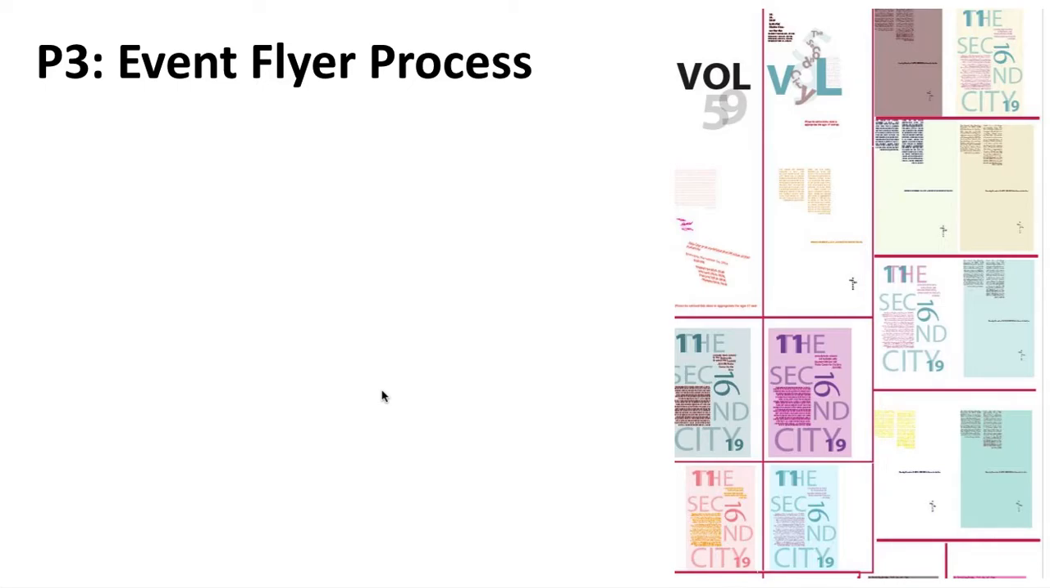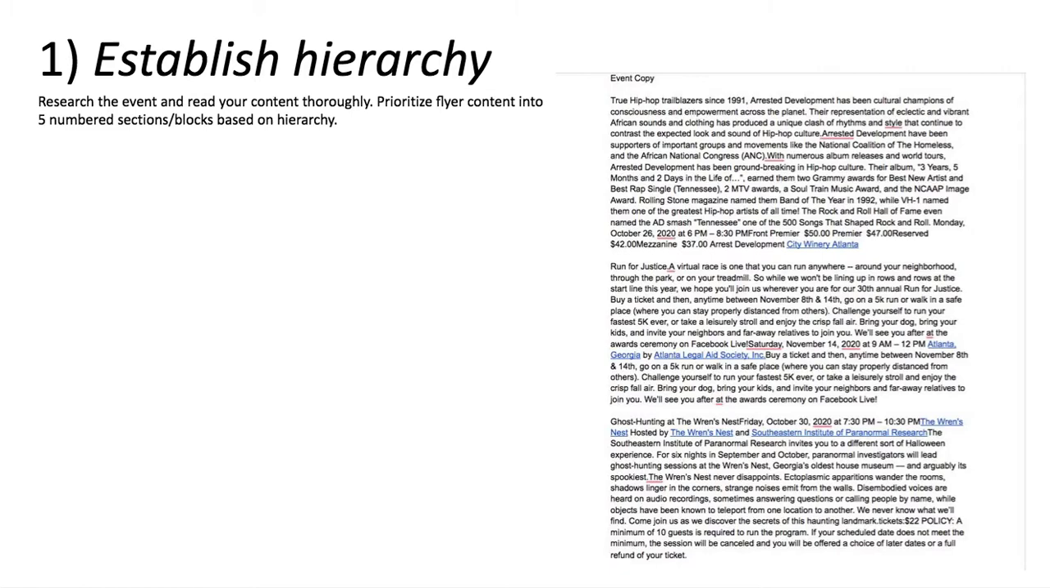Okay, so the process for the event flyer. It's going to look very similar to the last couple of processes. One, we're going to establish hierarchy. Two, do thumbnail sketches. Go digital. Composition variations. And then, you guessed it, color and final revisions. It's very similar to our last project except for number one. So let's look at that.